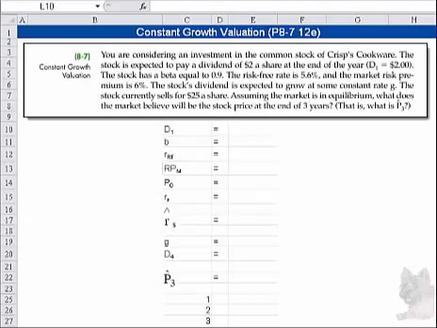The stock's dividend is expected to grow at some constant rate given by the variable G for growth. The stock currently sells for $25 a share. Assuming the market is in equilibrium, what does the market believe will be the stock price at the end of 3 years? In other words, solve for P hat sub 3.